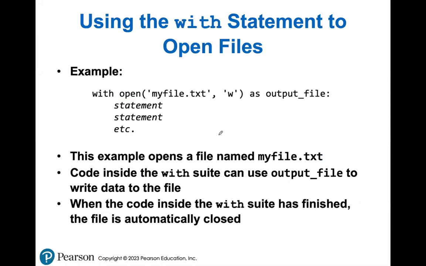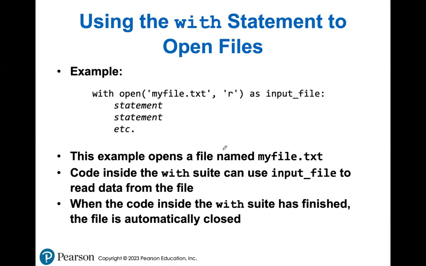Let's see an example of opening myfile.txt for writing. As you can see, we put with open myfile.txt, comma, w. So that specifies that we opened it for writing as output_file. This word right here is not a keyword. This was specified by the programmer. So you as a coder can specify whatever name you want for this file. And then something happens to that file inside of that with statement.